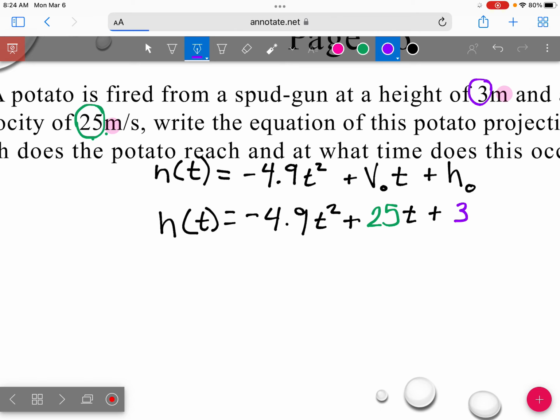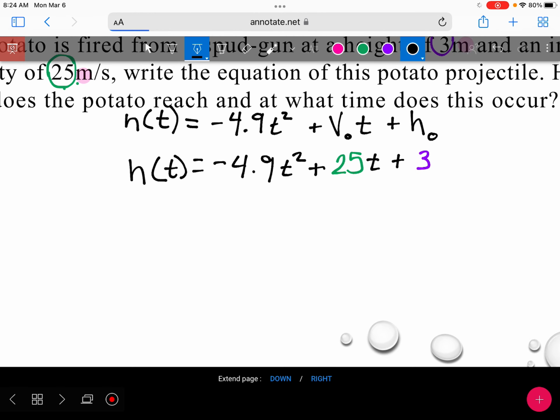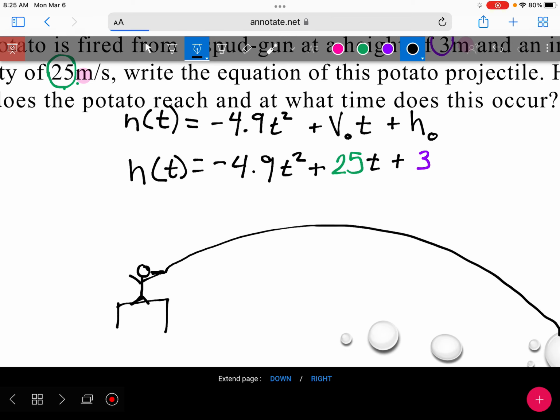So sometimes all we have to do is take the pieces and substitute them in. So what we have here is, oh, beautiful art. This dude, I'm going to assume he's standing on a platform because 3 meters is awfully high for a human to be. He's shooting a potato gun, and it's going to go like this until it hits. And you know, I am a fine artiste. I want to know, how high does the potato go?